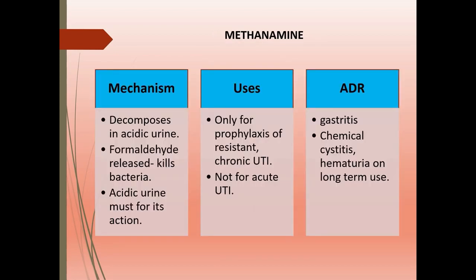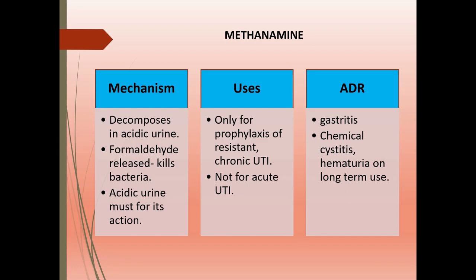So now coming to another urinary antiseptic, that is methenamine. Methenamine also needs an acidic pH because it decomposes in acidic urine and releases formaldehyde, which kills the bacteria. So acidic urine is a must for its action. It's only used for prophylaxis of resistant or chronic UTI. It's not at all useful in acute UTI. It's only used for prophylaxis.